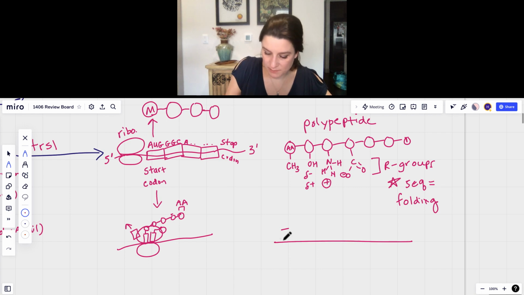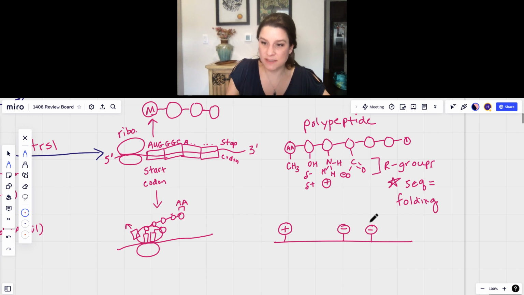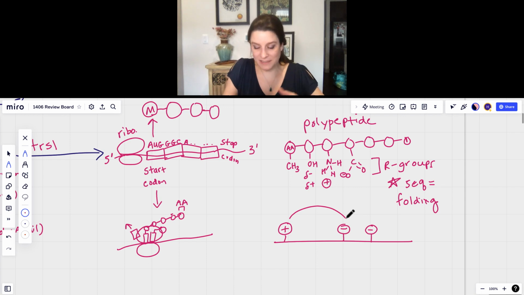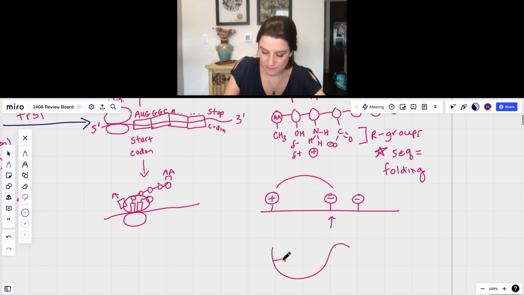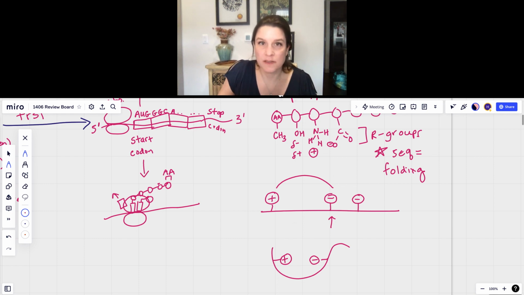So let's say we have a polypeptide chain with a positive R group here, and then down the chain it has a negative R group here, and then another negative R group. Well, maybe the distance between these two R groups is the right distance, and you're going to have a fold in there, where you'd have that positive R group and negative R group. And this would be the kind of question I would ask you. What kind of bond do you expect to happen between those two R groups if it's a positive and negative?